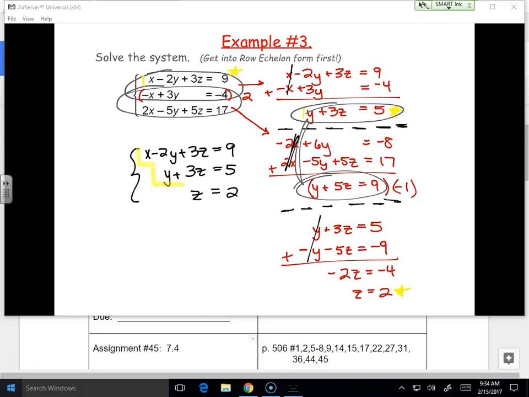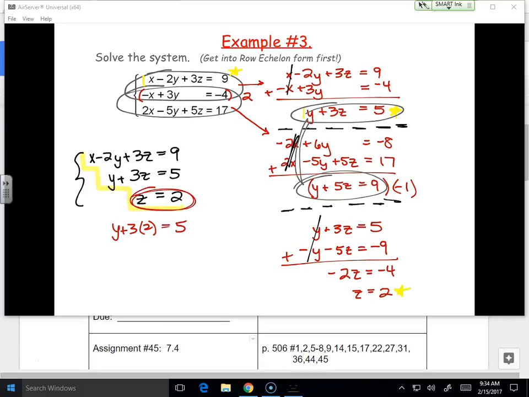Now kiddos, we said that this system, once you got it into the stair step, was great for solving, so let's prove it and let's solve it, okay? What do we already know? Z is equal to 2. Got it. So let's back substitute. Y plus 3 times, plug it in. So plug in that z, right? So y plus 3 times 2 equals 5, which means y equals negative 1. Subtract 6 from both sides, y equals negative 1.